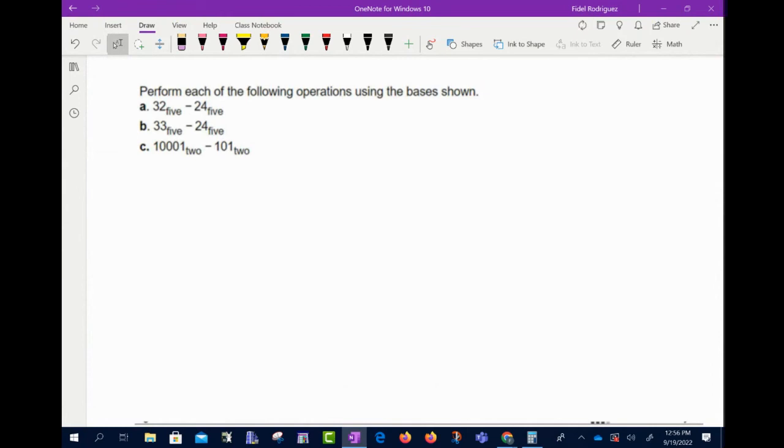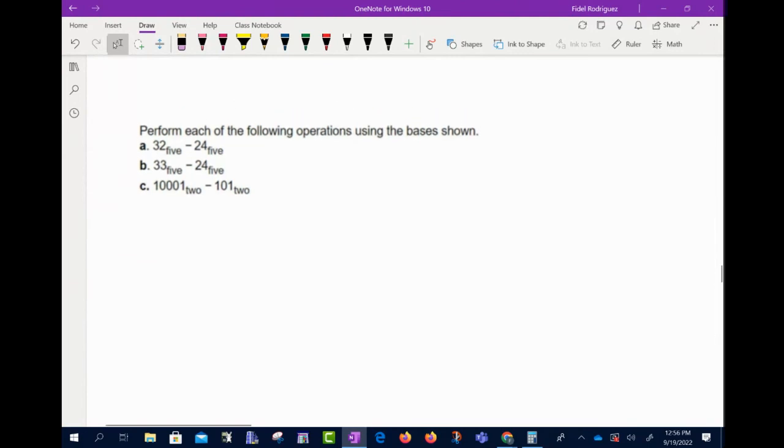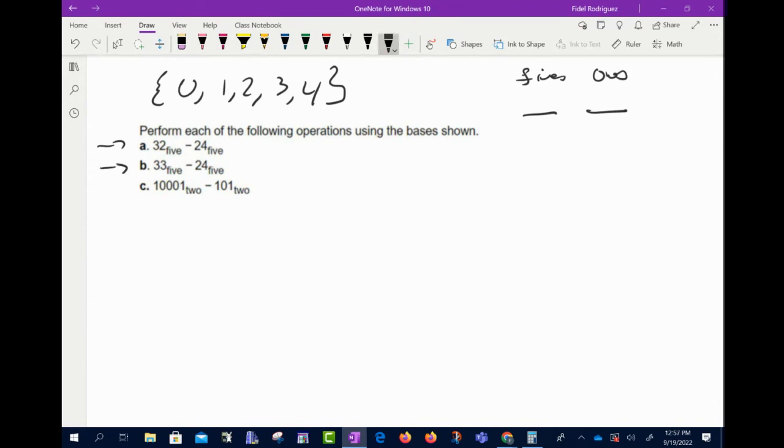So now we have 32 base 5 minus 24 base 5. At least for the first two parts, y'all, we're dealing with base 5. And remember, in base 5, the numbers that I'm looking at are those numbers right there. To think about this in base 5, these are the 1s and those are the 5s. I'm only doing 2 digits because in both parts A and B, I only have 2 digits. But if I had another one, those would be the 25s, okay? So let's see if we can do the first part.